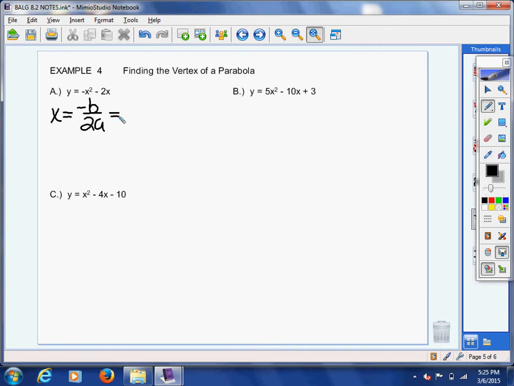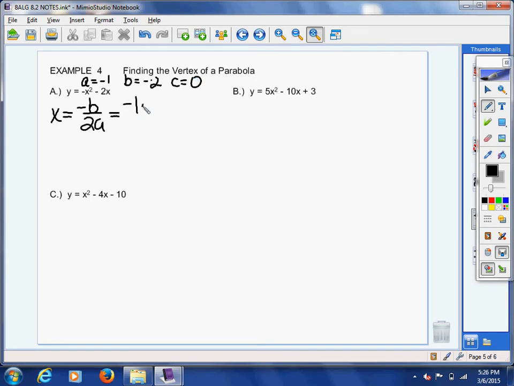All right, so a is negative 1. Do you see how you have a negative x squared? That's an understood negative 1 there. So a is negative 1. B is negative 2. We don't have a c, so c would be 0 because we don't have a constant number, so it would be an understood 0. Okay? So let's look at it.